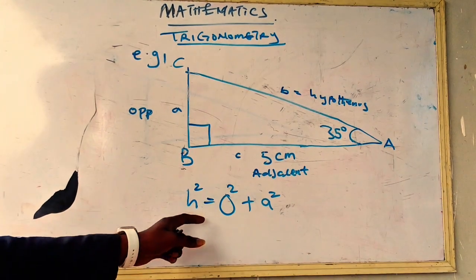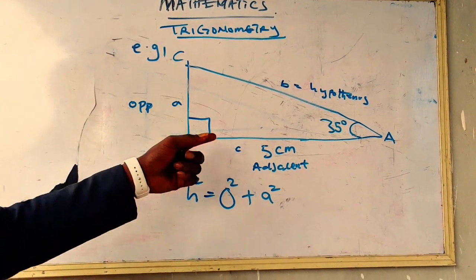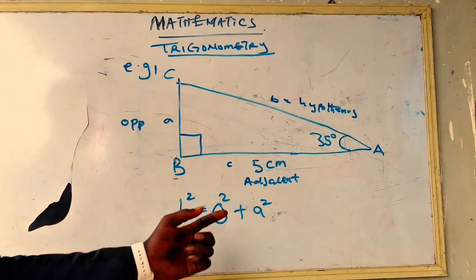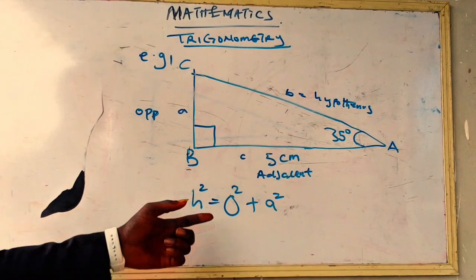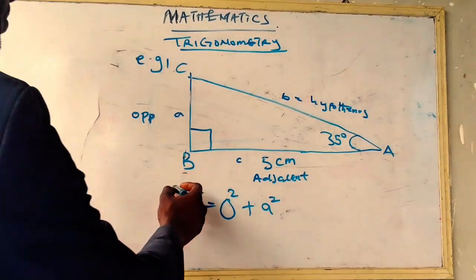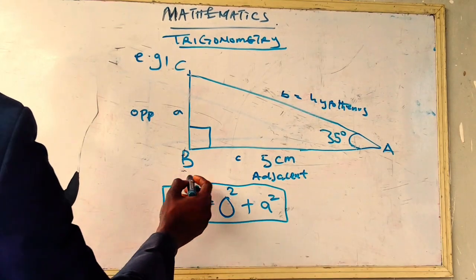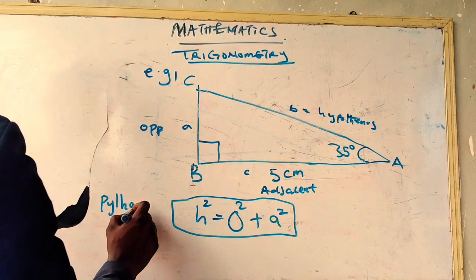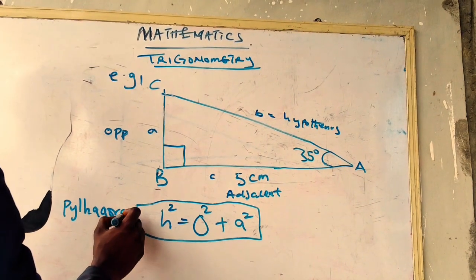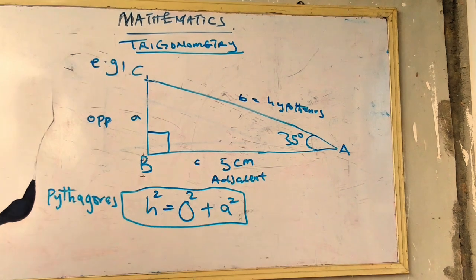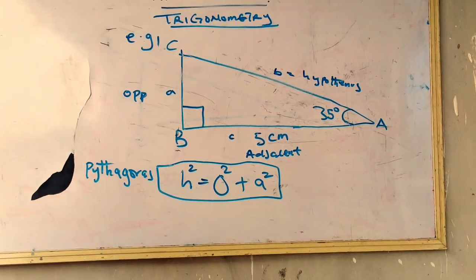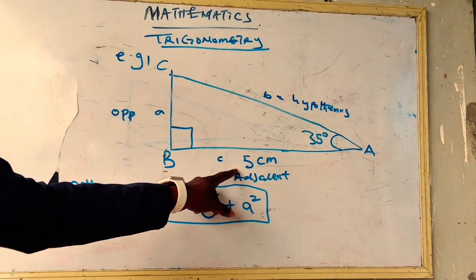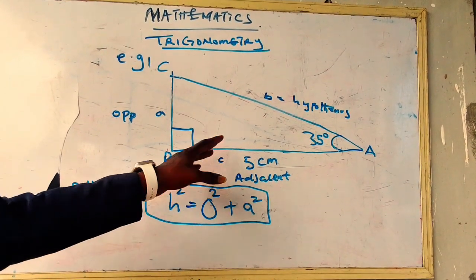This law helps us find one of the sides if we are given 2 of the sides and asked to find the third one. However, here we are given just one side, not 2. So unfortunately, we won't be able to use the Pythagoras formula, which is used to find a missing side when 2 sides are given. Only the adjacent side is given, 5 centimeters.